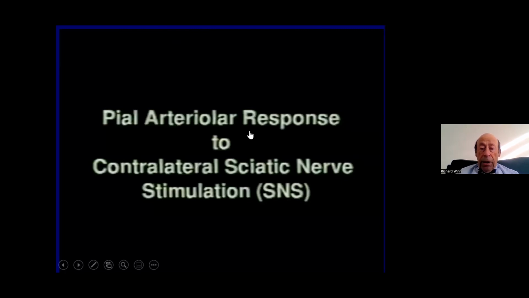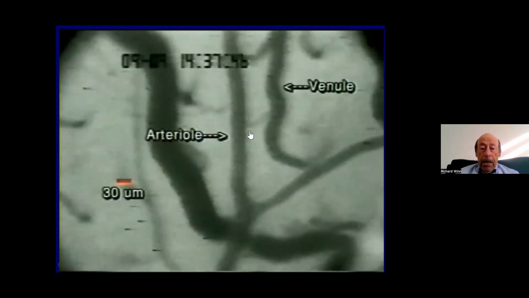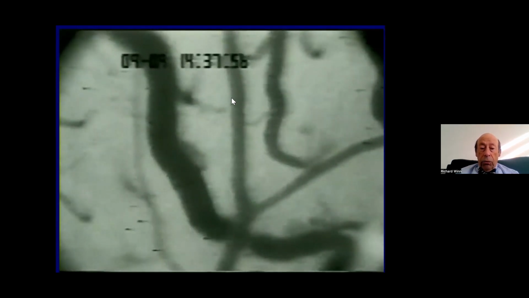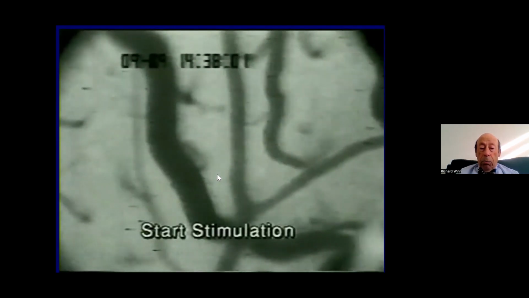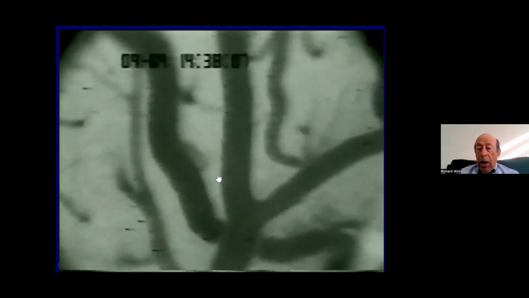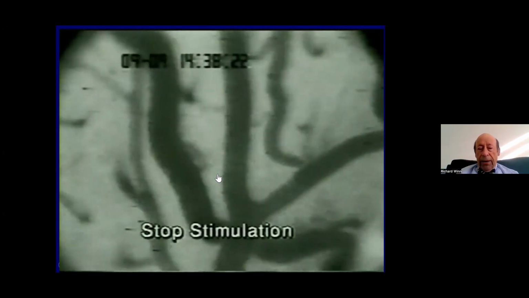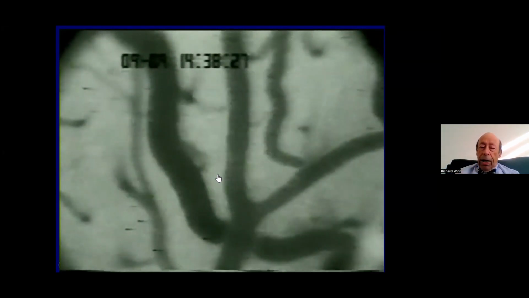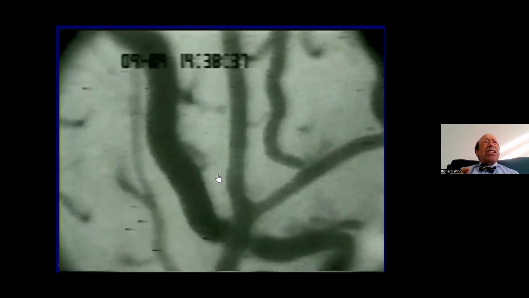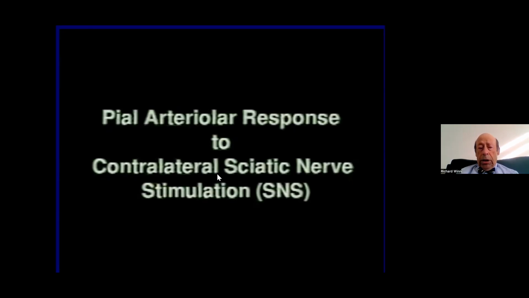Here's a video. Vein, very small artery, sensory hind limb cortex, and boom, we start the stimulation, and there's a rather dramatic increase in flow, in diameter, which of course has a profound effect on flow. We stop the stimulation, and you can see a rapid return to baseline. That's going on in all of our brains, hopefully. Just hearing my voice in auditory cortex.